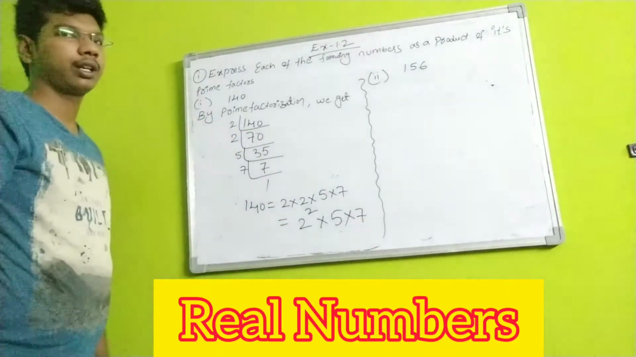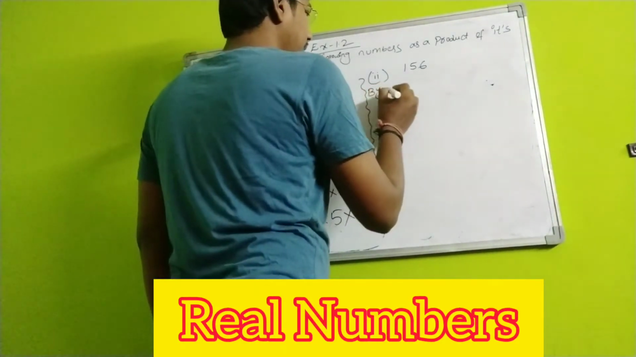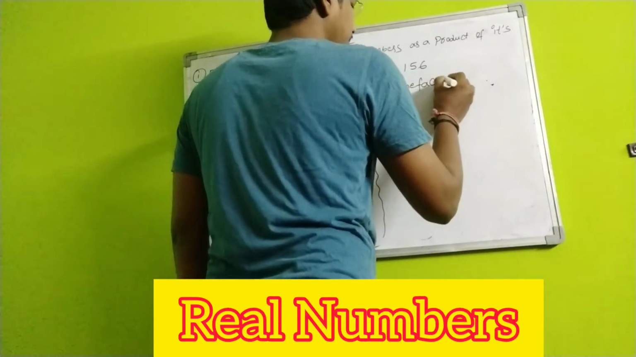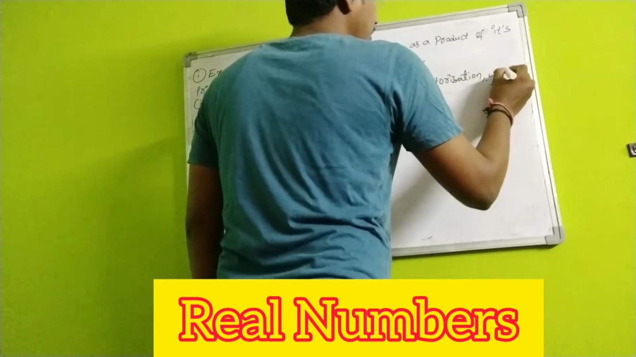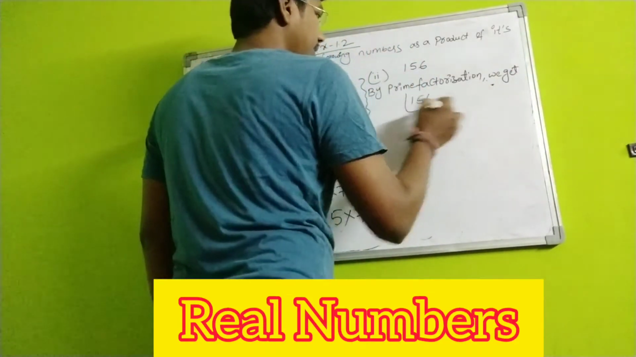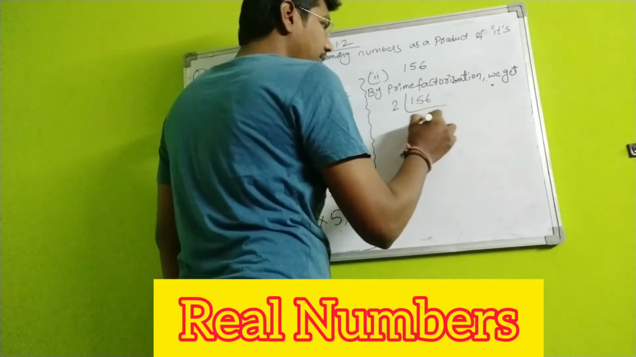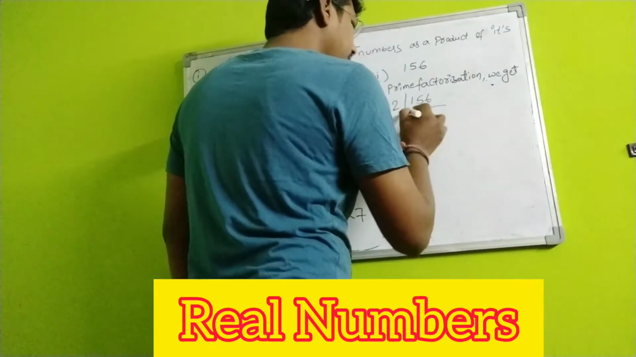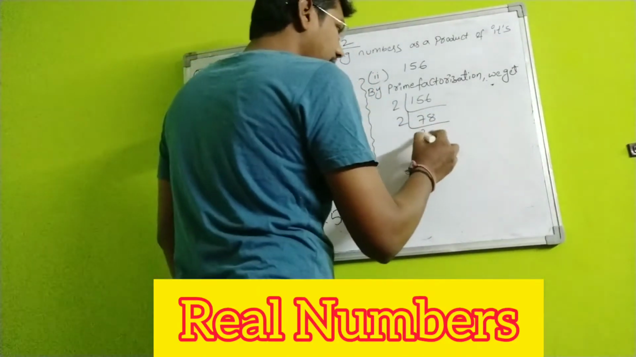Clear? Next, coming to second problem, 156. By prime factorization we get, question is 156. 156 is divisible by 2, students. 2 sevens are 14, 1 carry, that 6 becomes now 16, 2 eights are 16, students. Now 78. 78 is divisible by 2. 2 threes are 6, 1 carry, 2 nines are 18.